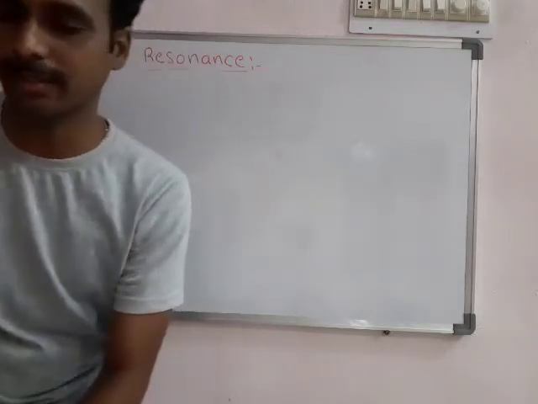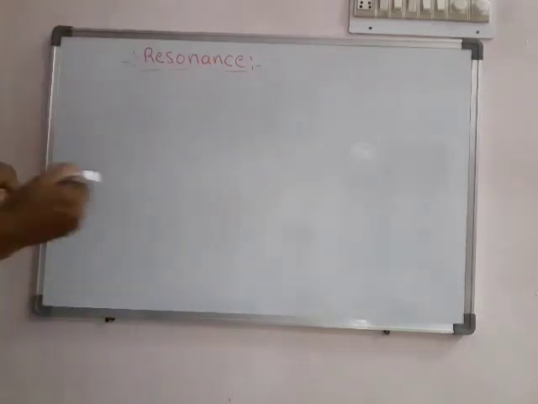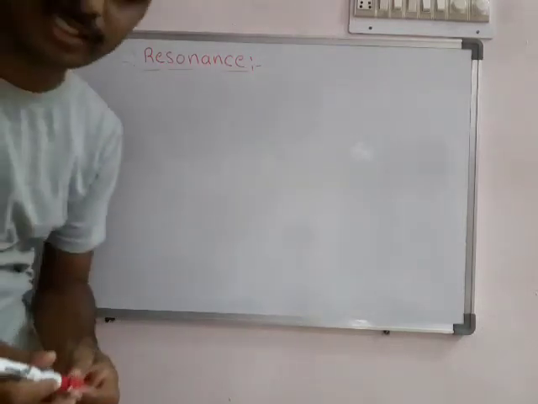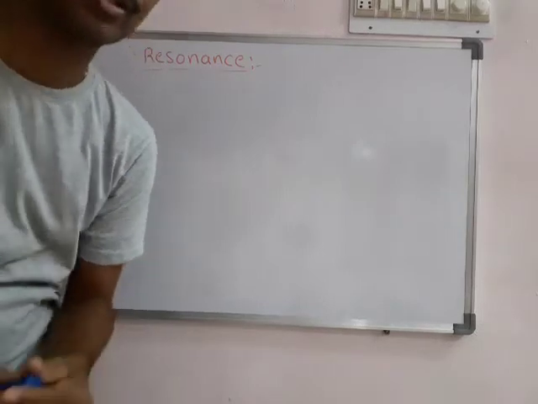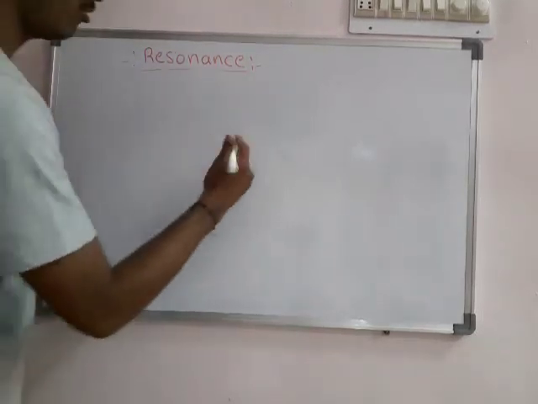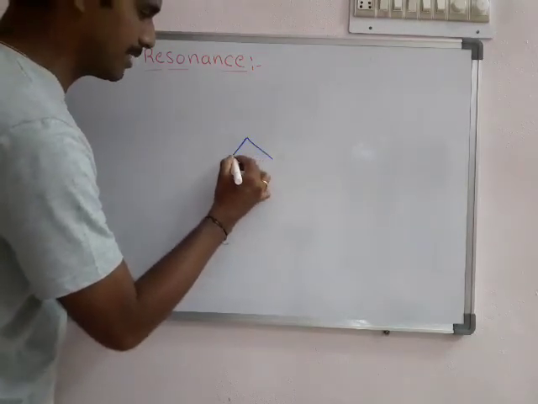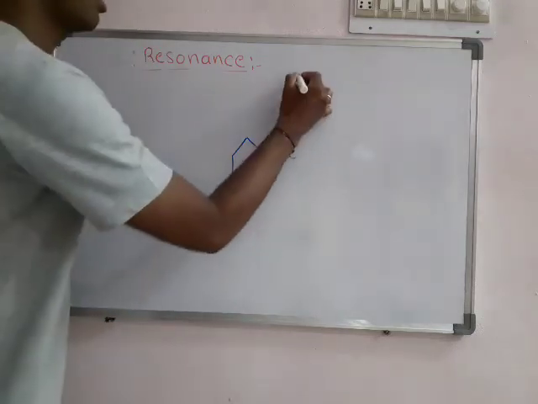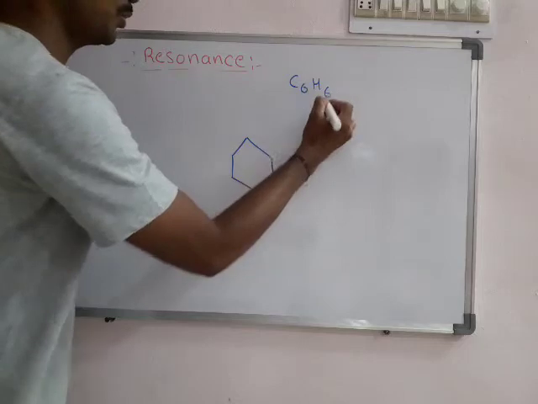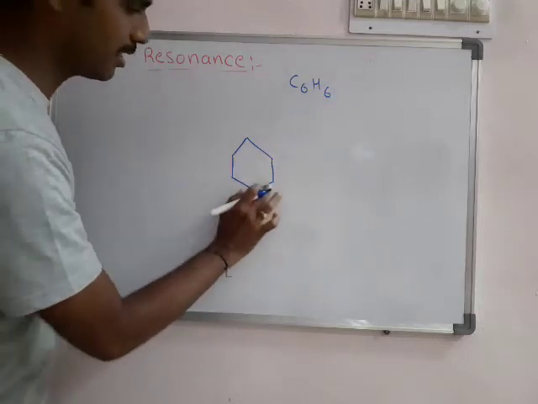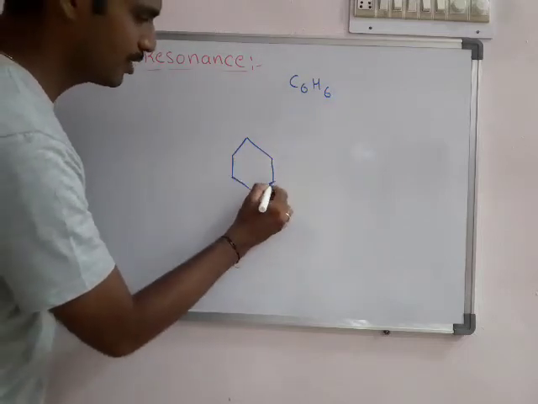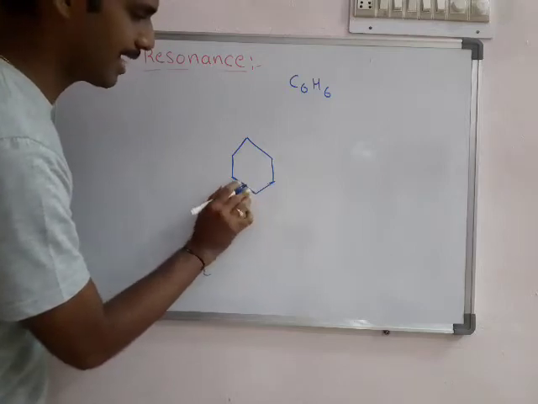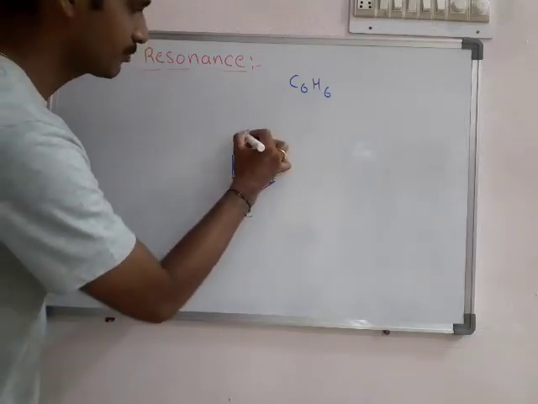For example, first I give some explanation, then we see the definition. The best example to understand resonance is benzene. You know the name of C6H6 is benzene. Here benzene has a hexagonal structure.